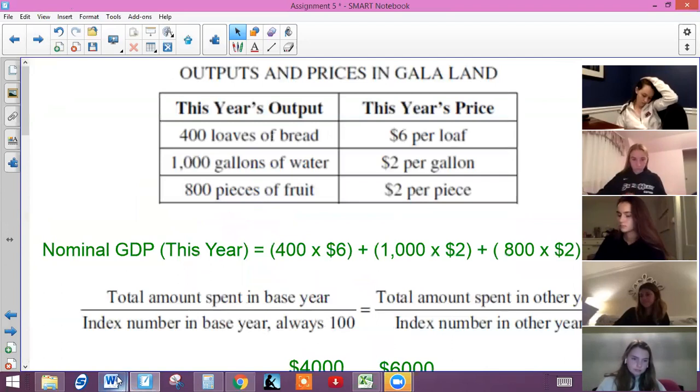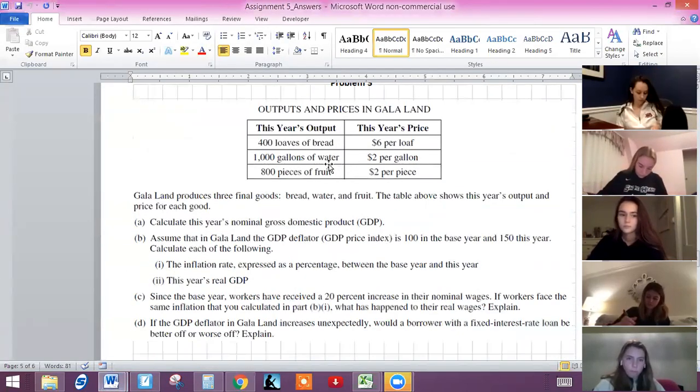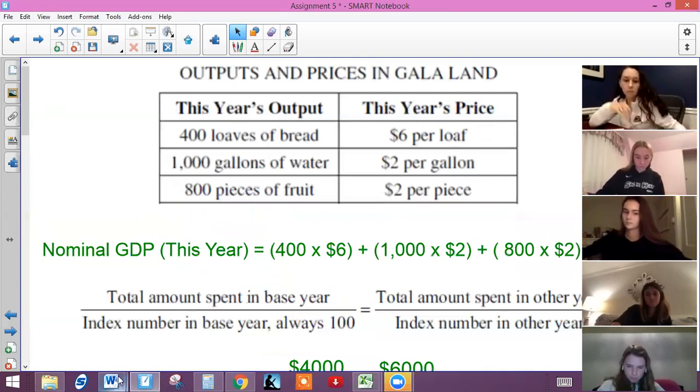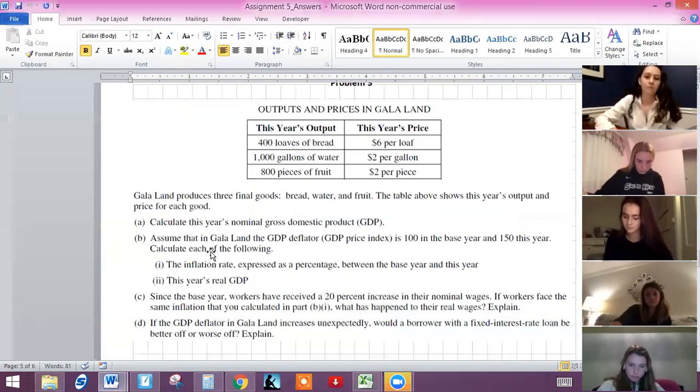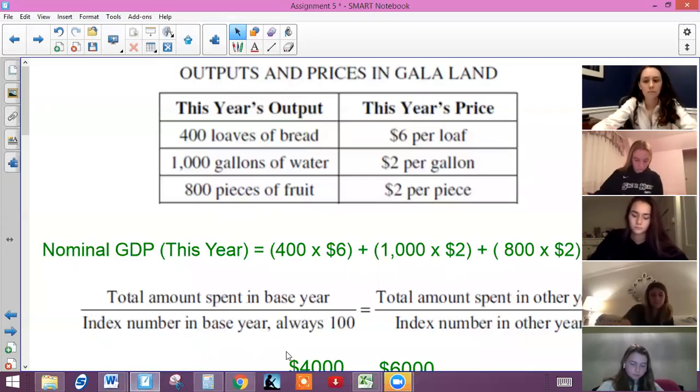Okay, number 3. It won't take long at all because it's a whole lot like number 1. It's got just a few differences, so I want to talk about that. It's asking you, first of all, to compute this year's nominal GDP. So you do it the same as you did it in problem 1. You just simply multiply the output times the price, and you get this year's GDP of $6,000.